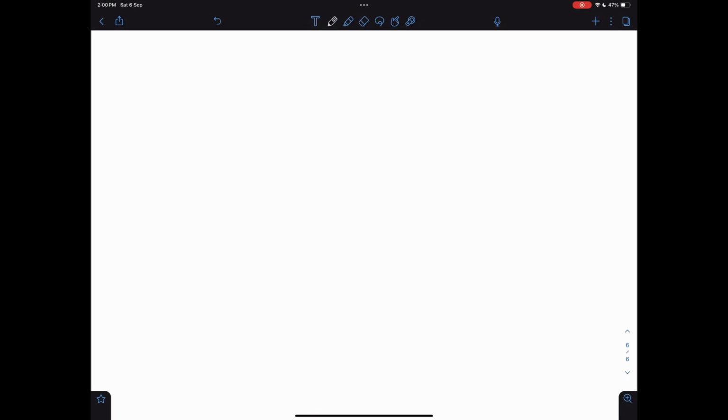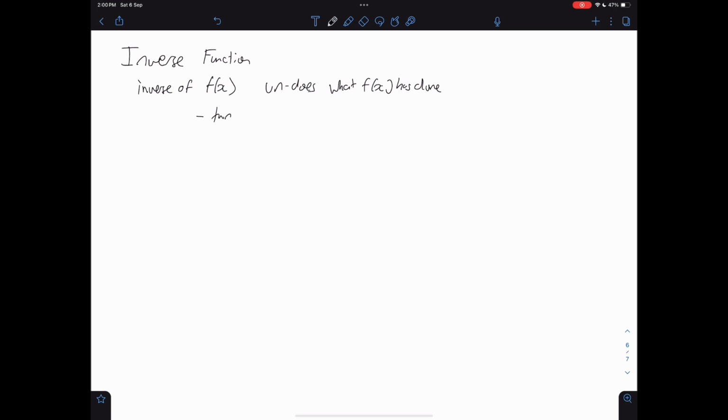Now the next thing we'll move on to is inverse functions. So an inverse function, say the inverse of f of x, undoes what f of x has done. So it turns y back into x essentially.